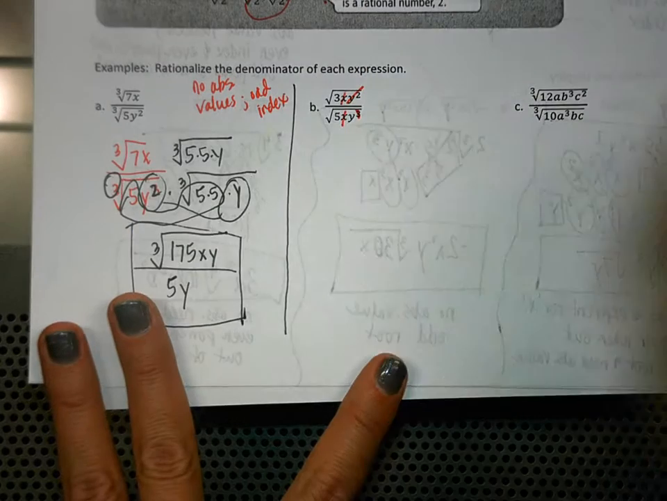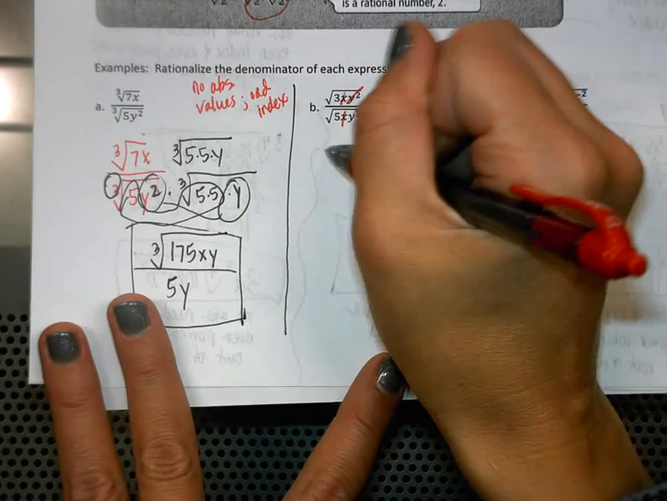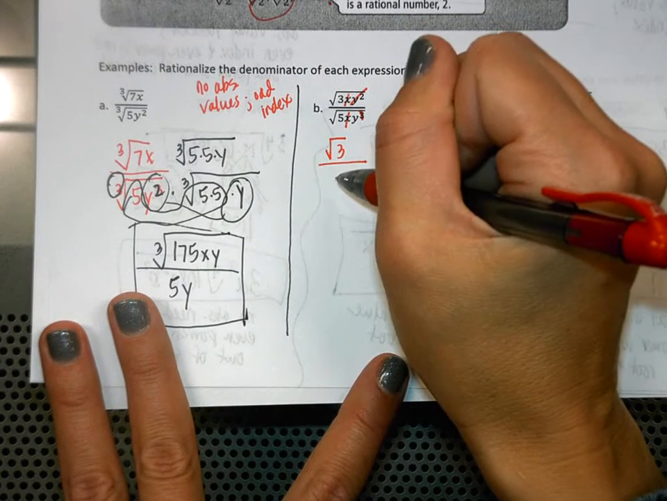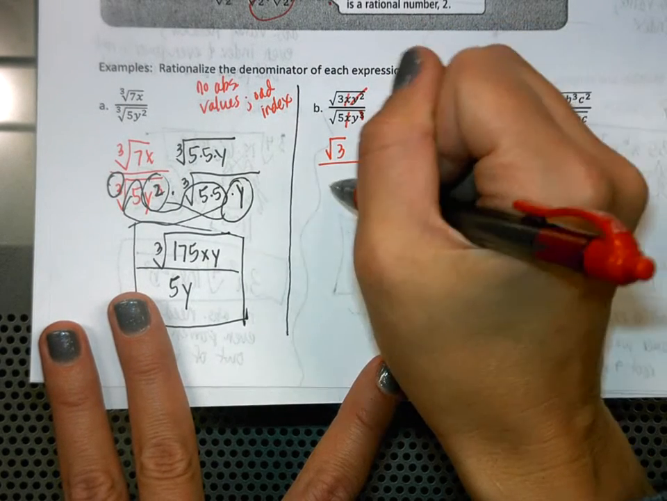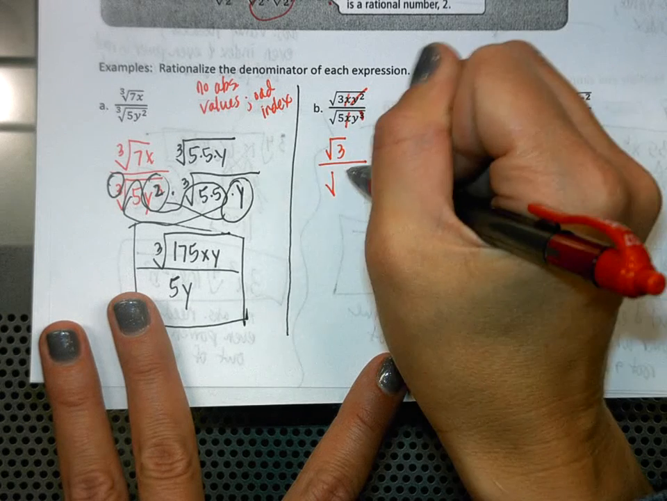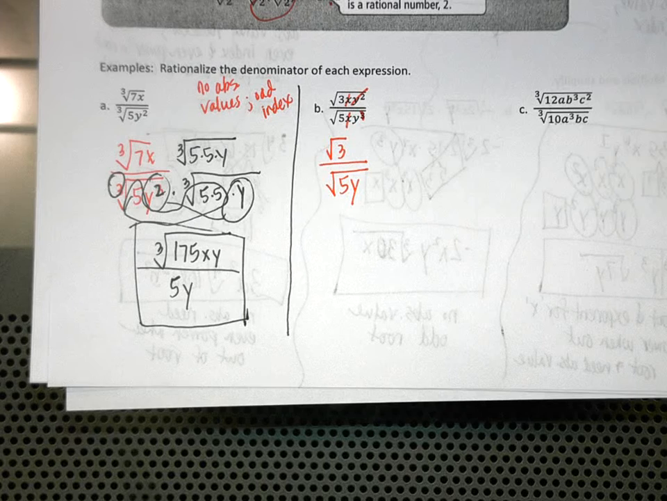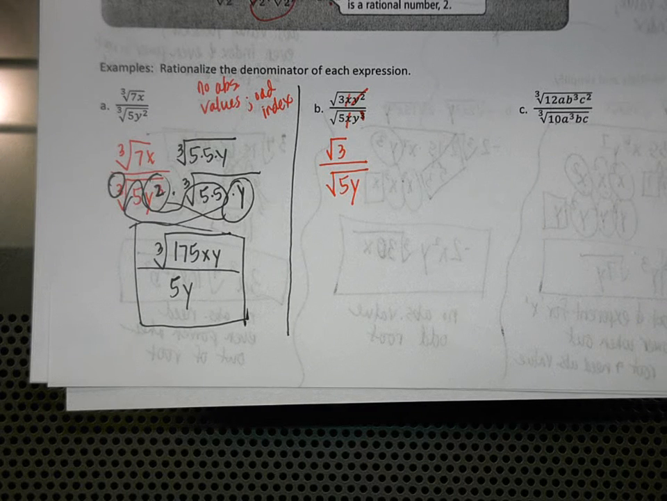So I'm going to rewrite this. So on the top, I have the square root of 3. And in the denominator, we have the square root of 5y. Okay. You guys try to finish simplifying this one. Let's see if you get it.